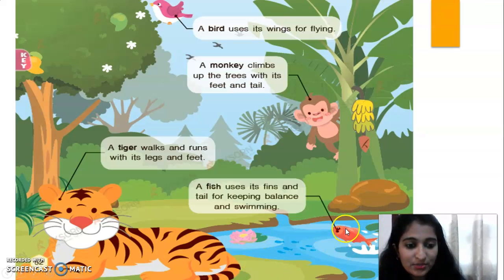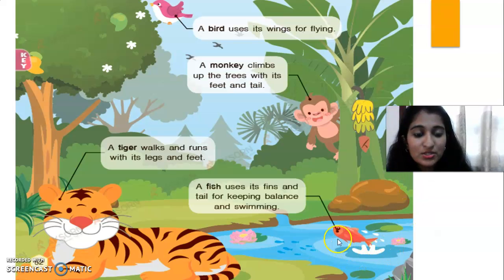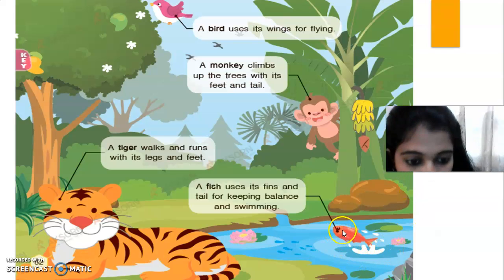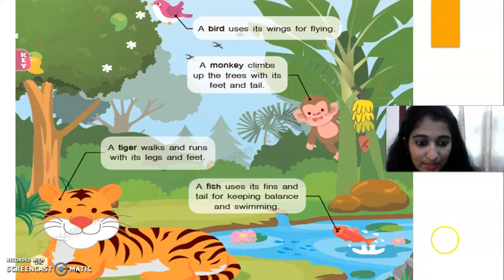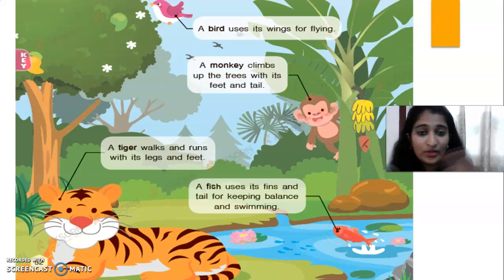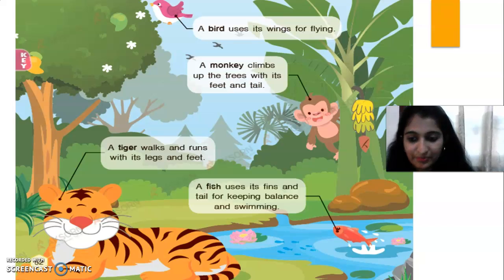Next, fishes. You can see a fish. Fishes use fins. This is called the fin. They use fins and they have a tail. You can see a tail and fins. Fishes swim and keep their balance through the fins and tail.